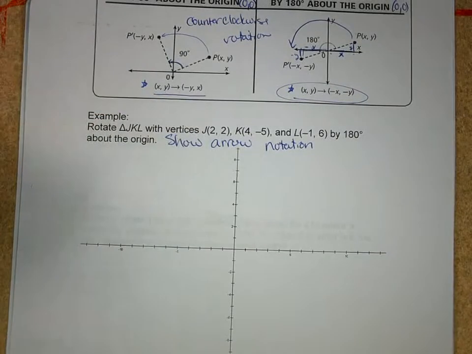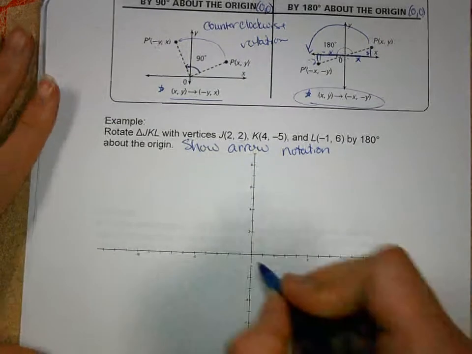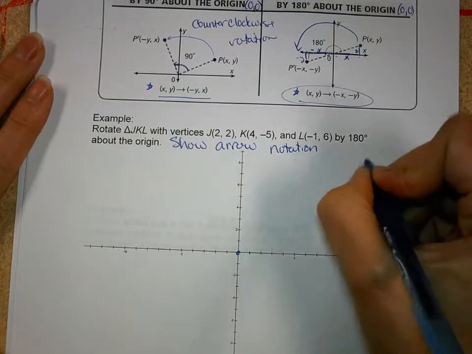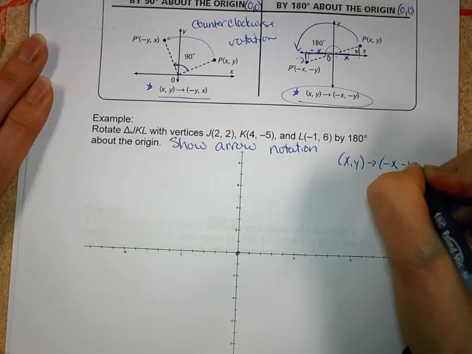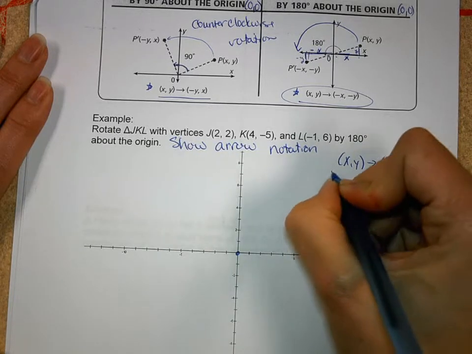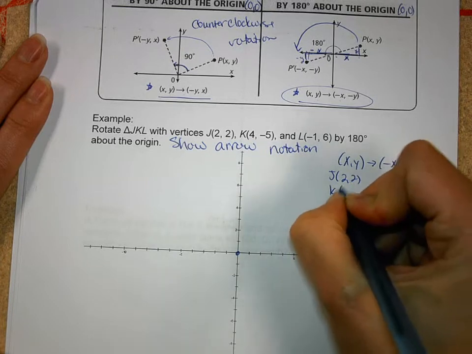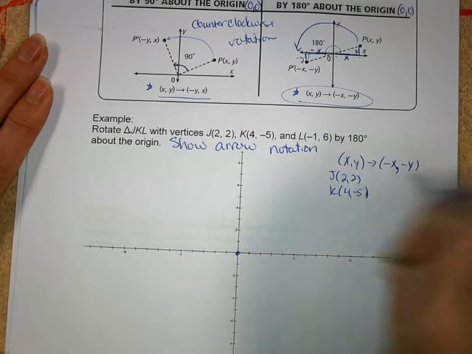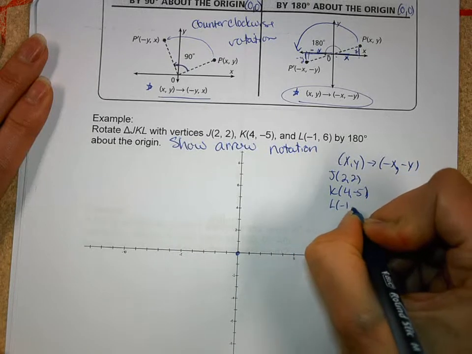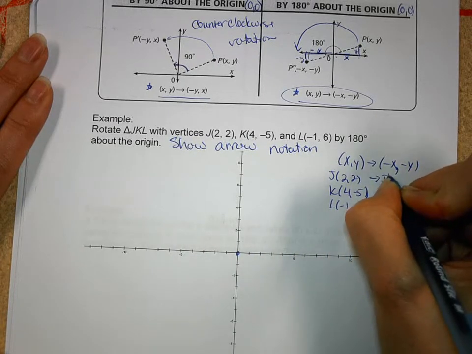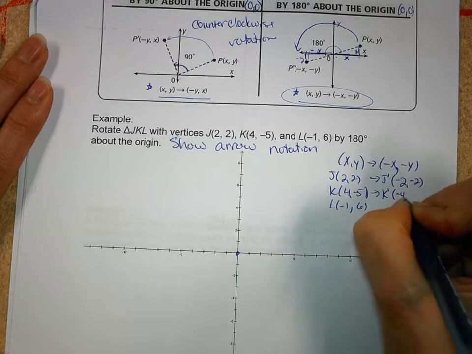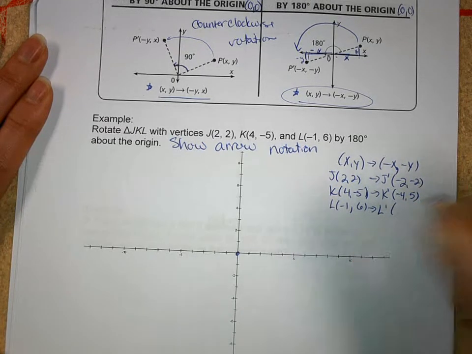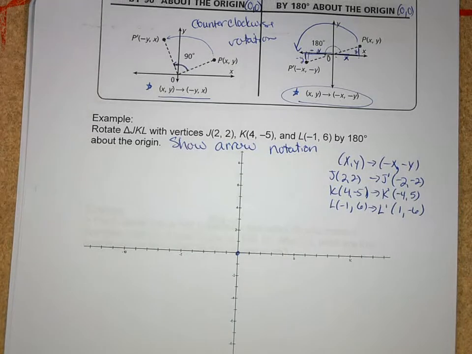So here's the first one: I want to rotate triangle JKL by 180 degrees about the origin. So I'm going to go here 180 degrees. My mapping, when I do this, is going to be (x, y) going to (negative x, negative y). So we're going to have our J, which is at (2, 2), K, which is at (4, negative 5), L is at (negative 1, 6). So J prime is at (negative 2, negative 2), K prime is going to be at (negative 4, positive 5), L prime is at (1, negative 6).